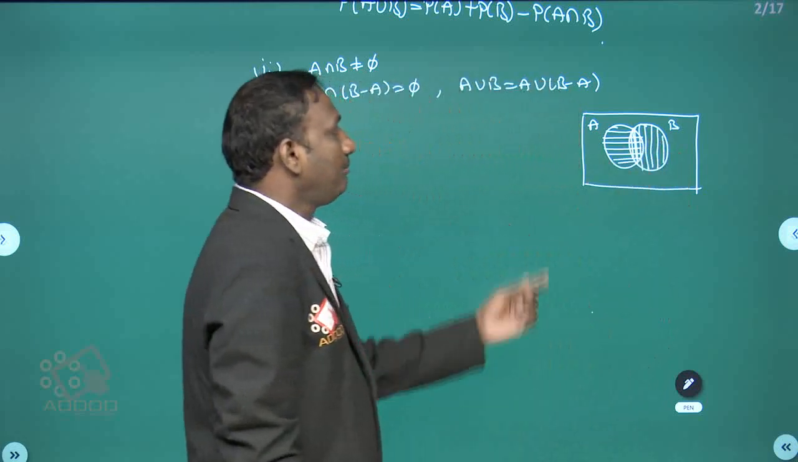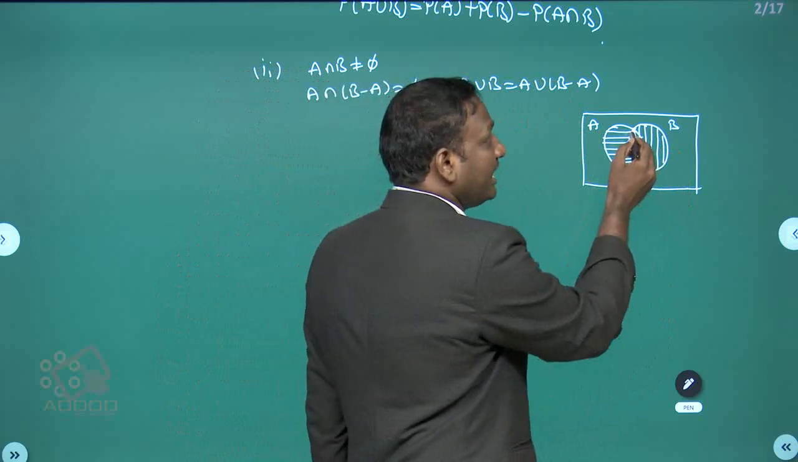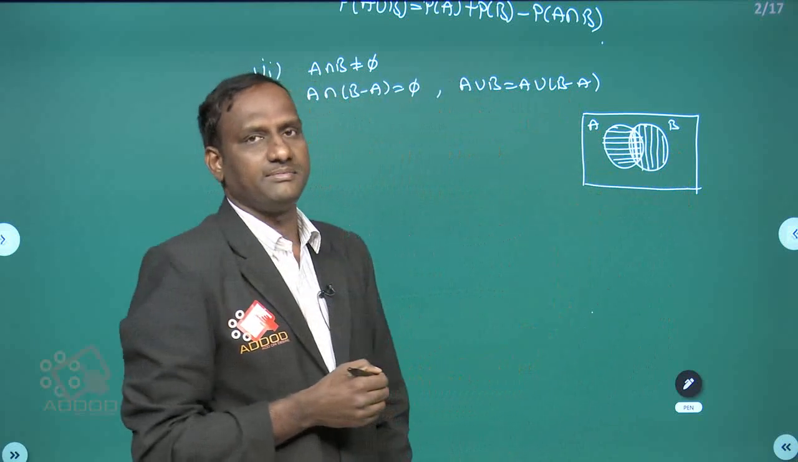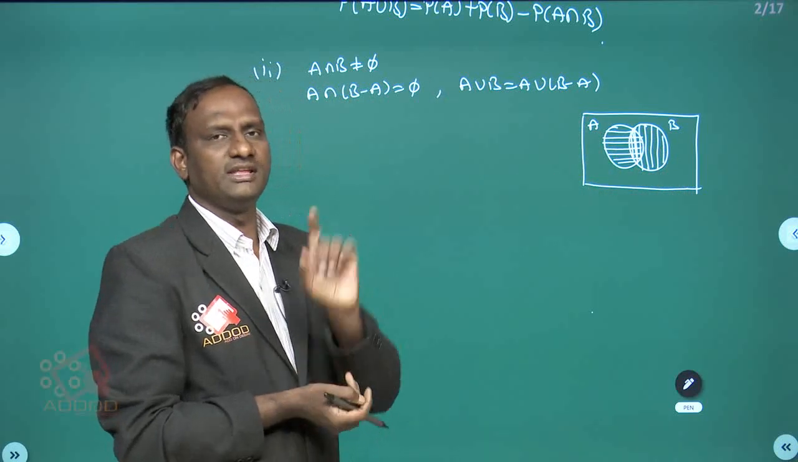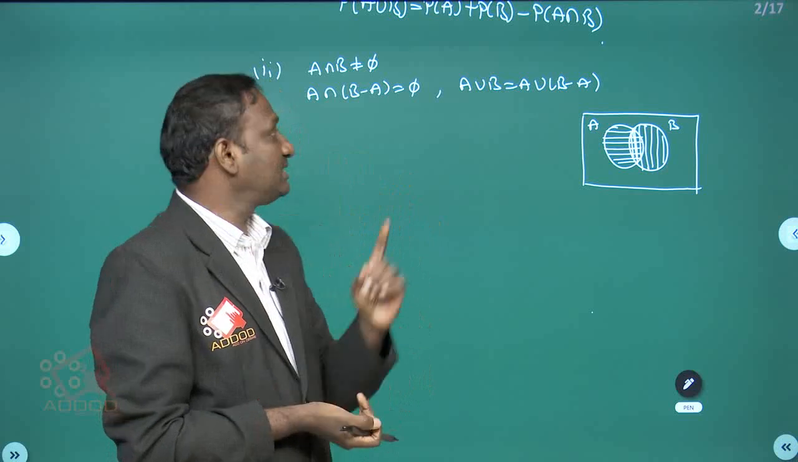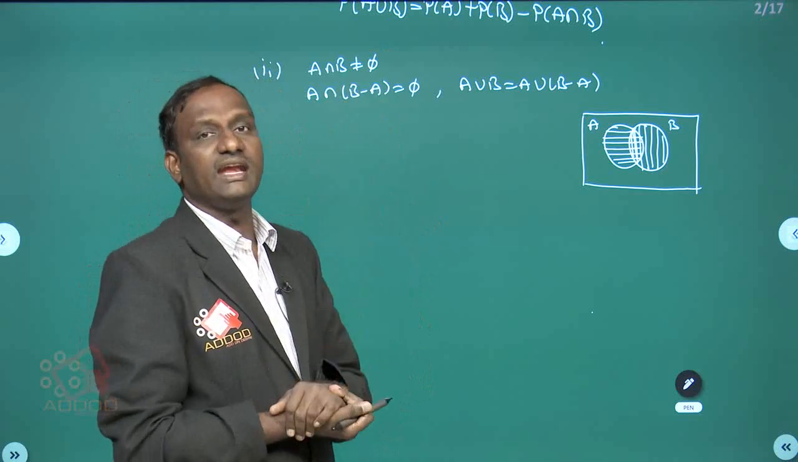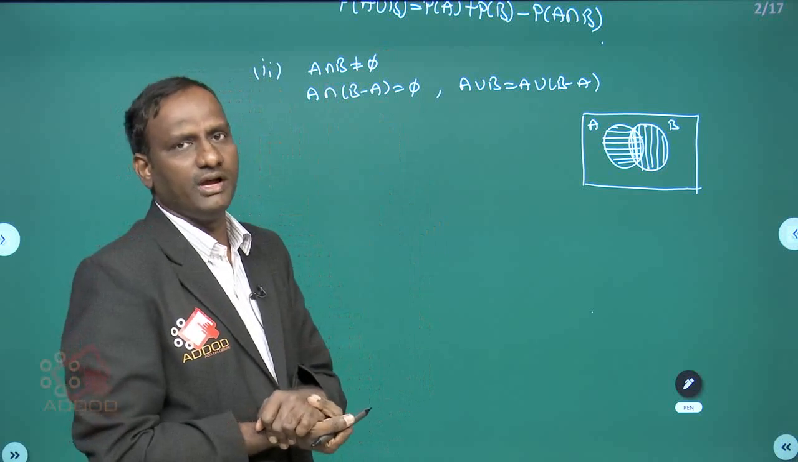Here B minus A is only the vertical lines. Next, A intersection B is the shaded region. Here boxes are there, no? That part goes to A intersection B. In the sense of A intersection B, something is in common. For that we have written A intersection B is non-empty.